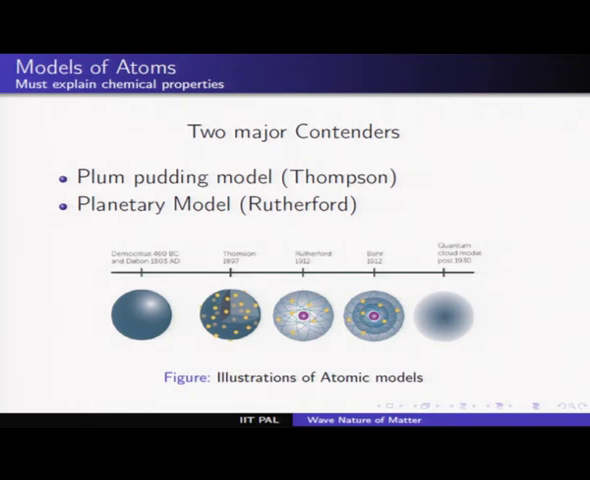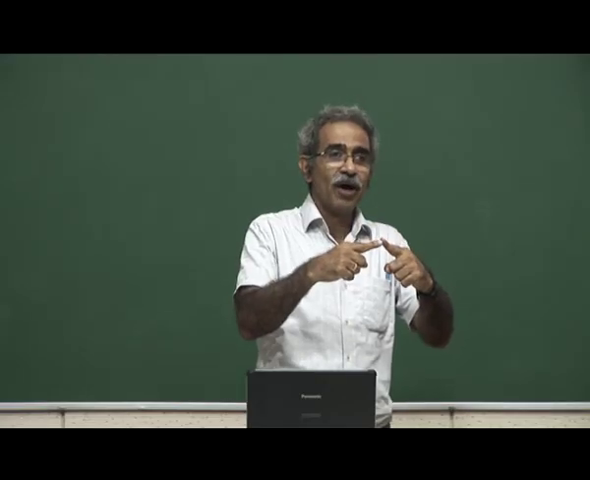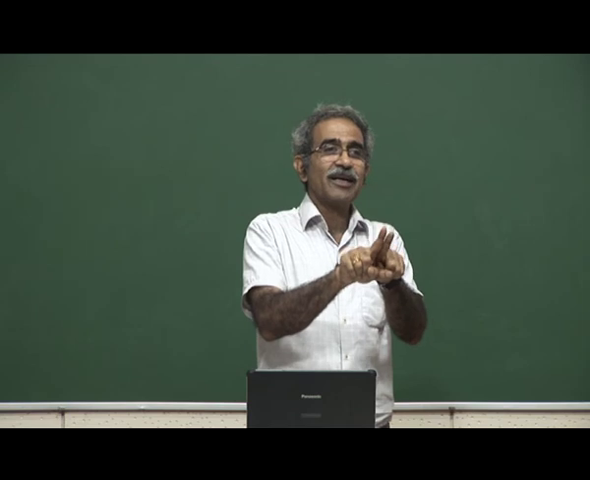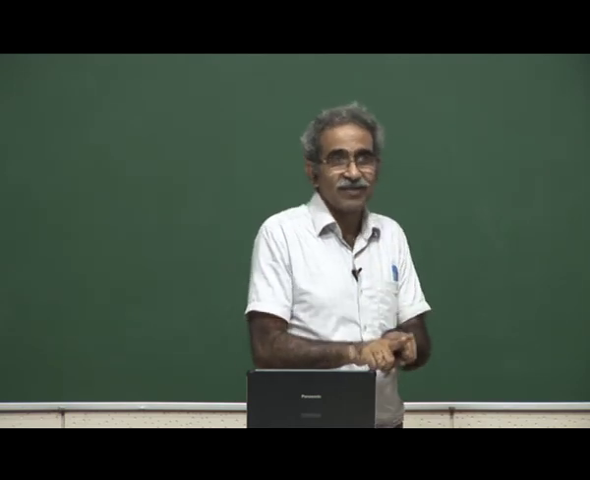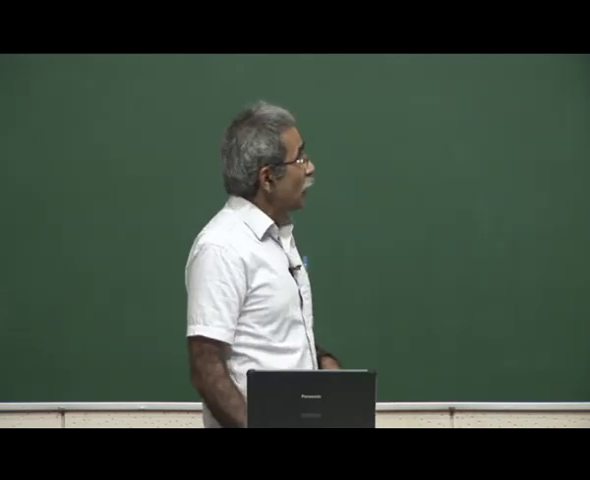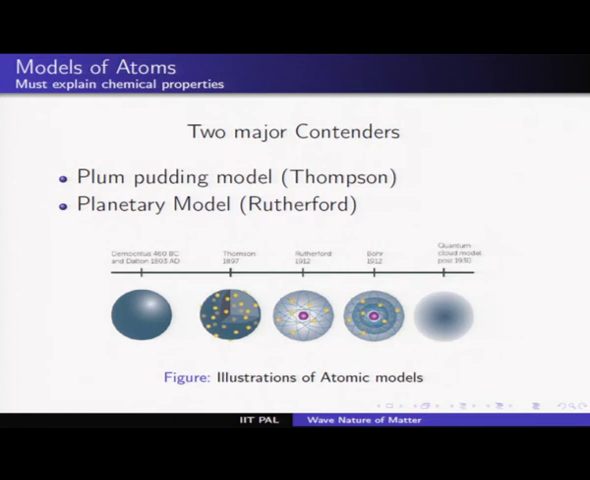In fact, I have not made a slide here. There was a cubic model of an atom by the chemists where they used to place the electrons at different vertices of a cube. If two vertices joined, they called it a single bond. If two lines joined, they called it a double bond, and so on and so forth. So there were such models also. We are not going to discuss them, but we are going to look at two very major contenders.